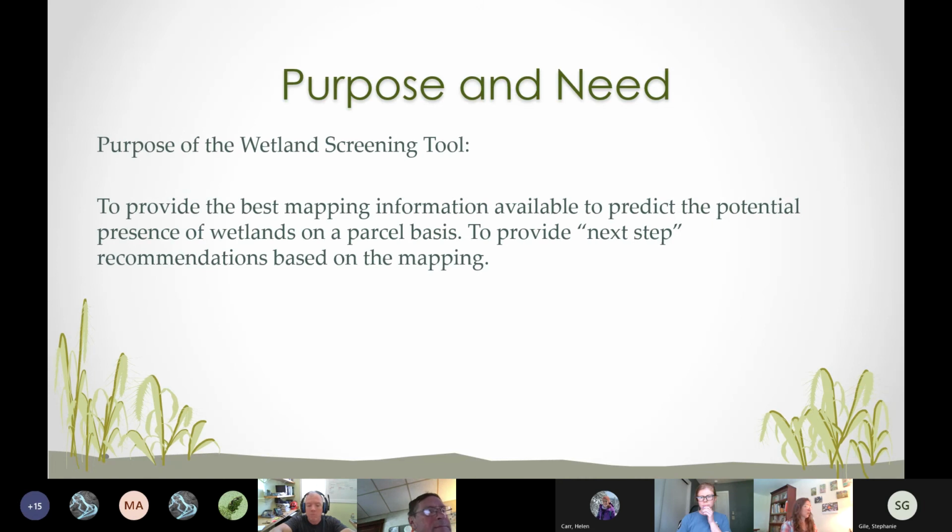So the purpose of this tool is really to provide the best information that we have, and to also do that in a way where you don't have to be a mapping expert. It actually takes a little bit of learning and skill to interpret maps. So we're trying to do that for you as much as possible and give you a prompt to what should our next step be? Do we need to contact a district wetlands ecologist? Should I just skip that and go get a delineation? So that's sort of the purpose and need.